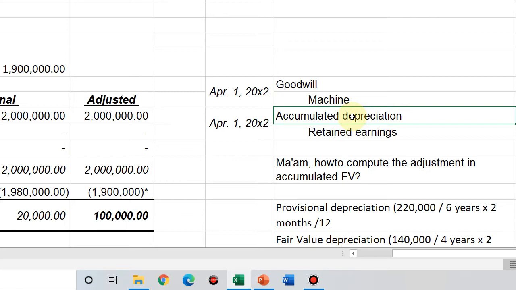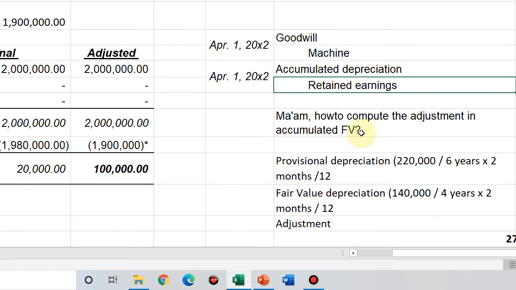So, wala kang magagawa doon kasi last year na nagawa, na-expense na siya, yung depreciation expense. Pwede mo lang gawin is adjust siya as adjusting event, okay, kay retained earnings. Parang prior period error na siyang mangyayari. Kay retained earnings na siya papasok. Okay, so how did we compute for that?